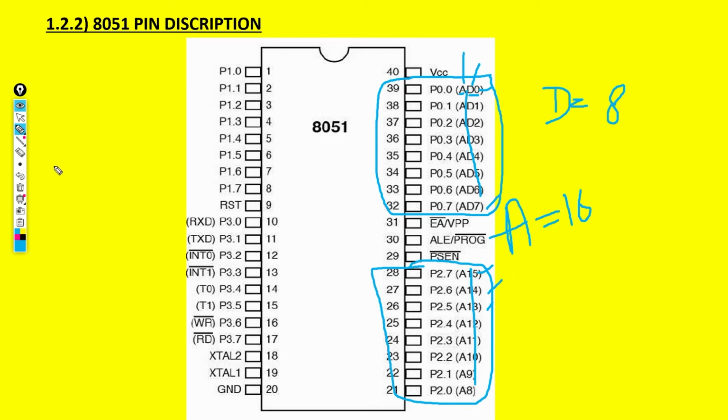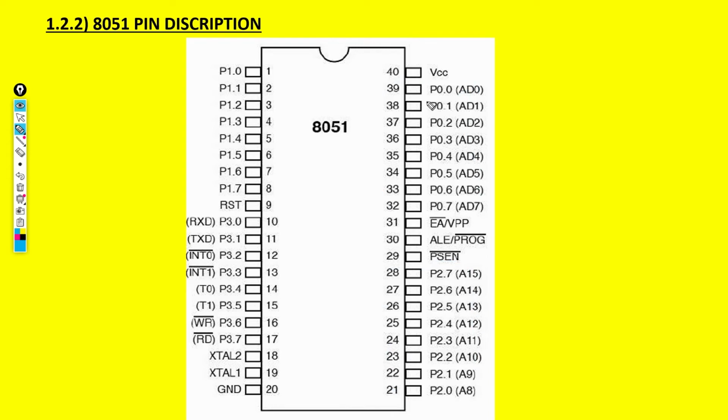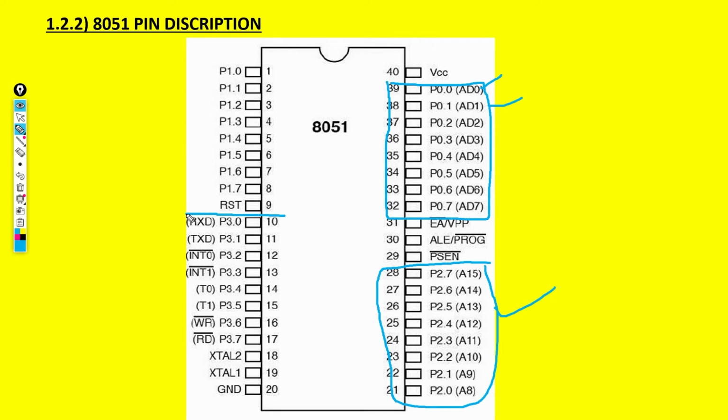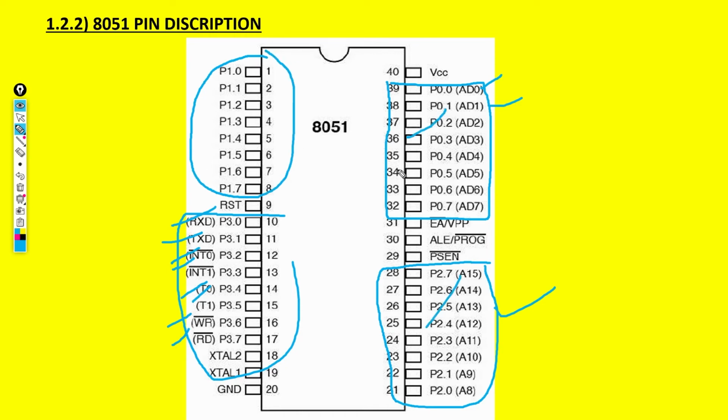So this port 0 can be used for multiplexing address bus and data bus, and port 2 can be used for multiplexing only address bus. Port 3 was used for various different functions such as receive, transmission, two interrupts, two timers, and write and read function. And port 1 was a normal input output port. These can also work as input output, but they have some other functions.